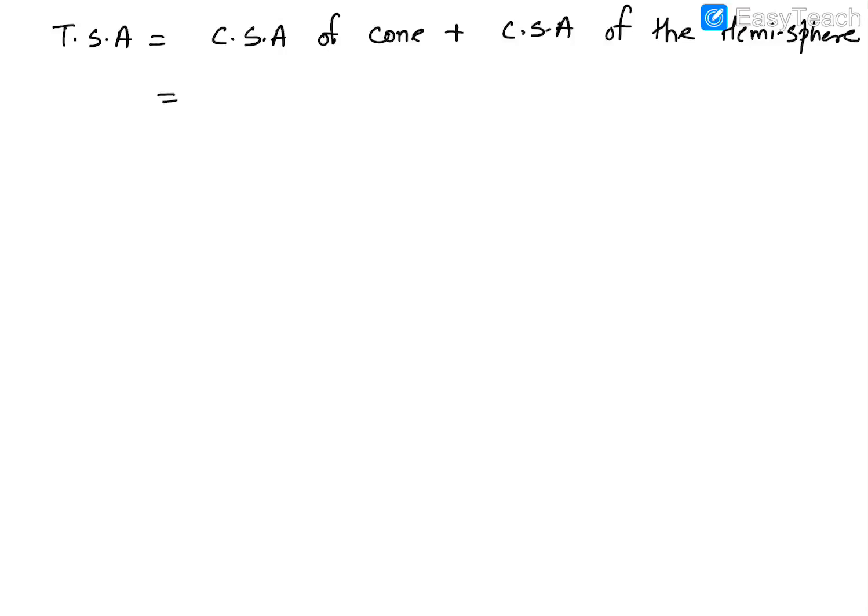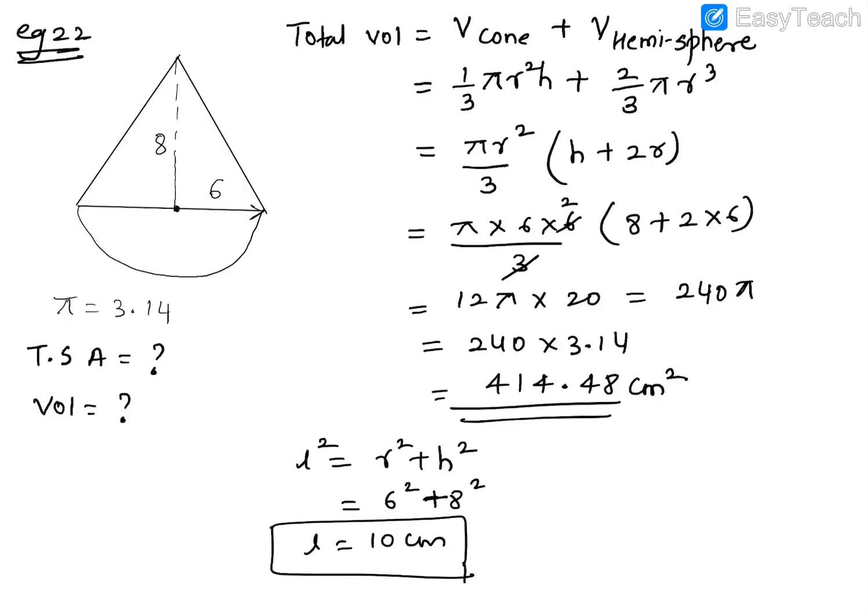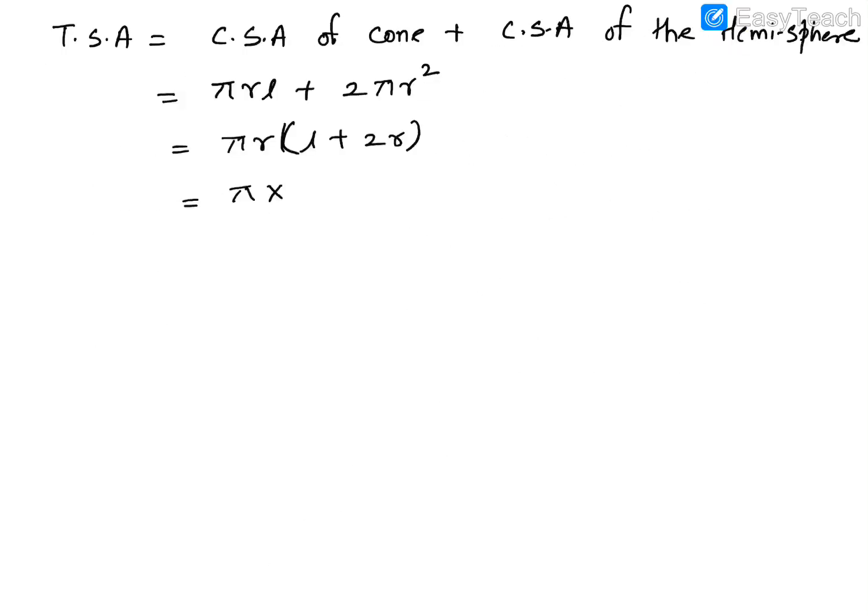Now, what is the curved surface area of a cone? What will be the formula for that? Pi r L. Of the hemisphere, it will be 2 pi r squared. What is common over here? Pi r in brackets, L plus 2r. So pi into r was how much, guys? Out here r was equal to 6. R is 6, slant height is 10, and then again 2 into 6. So it will be 6 pi into 22.